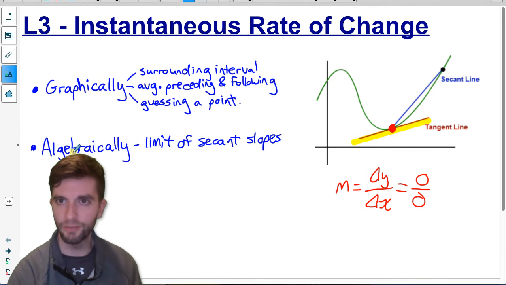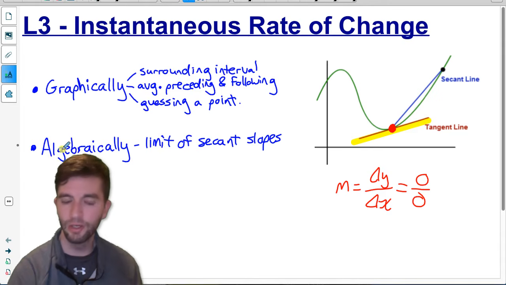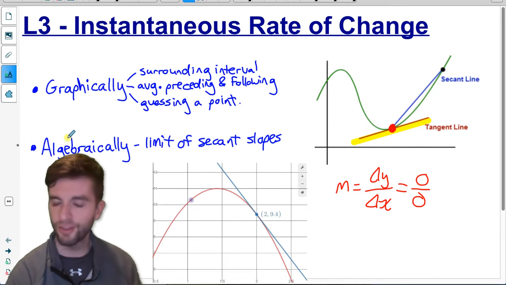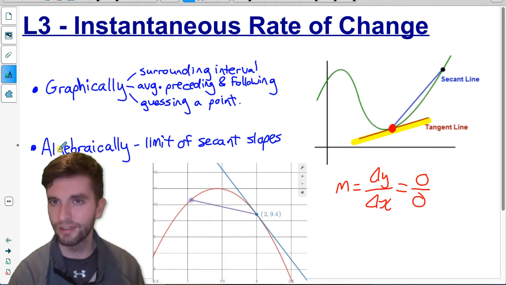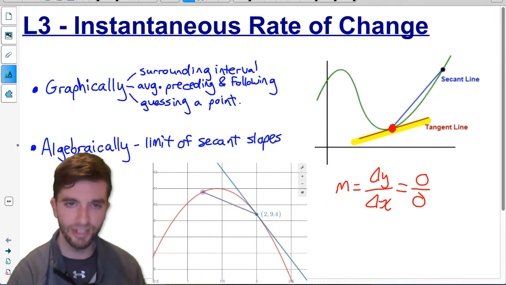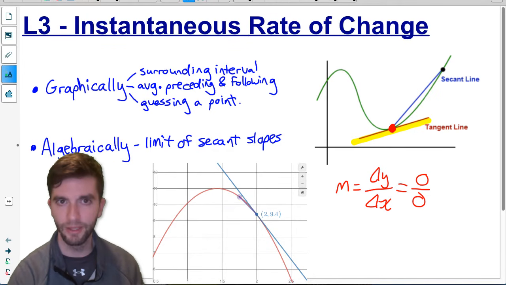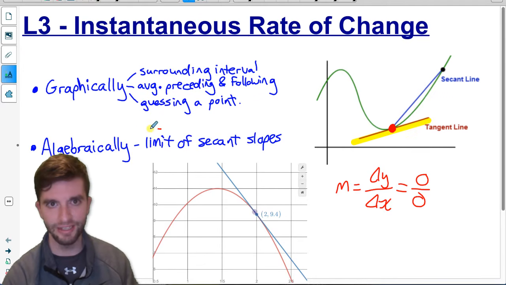Algebraically, there's actually a little bit more of an accurate way of doing this. We could find the limit of what the secant slopes are approaching as the change in the x values approaches 0. And we'll talk about that, and you'll get introduced to the idea of a limit.